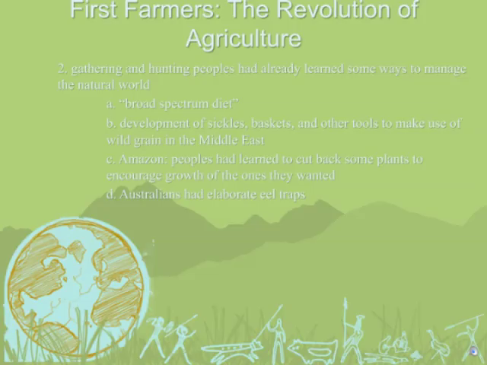All right, gathering and hunting peoples had already learned some ways to manage the natural world. Broad spectrum diet, development of sickles, baskets, and other tools to make use of wild grain in the Middle East. The Amazon had learned to cut back some of the undergrowth, which we talked about in chapter 1, where they had learned how to interact with the environment and cut back some of the land so the wildlife comes back. Australians had elaborate eel traps, so even some of our fishermen were becoming well developed along the coastal lines or major river systems.